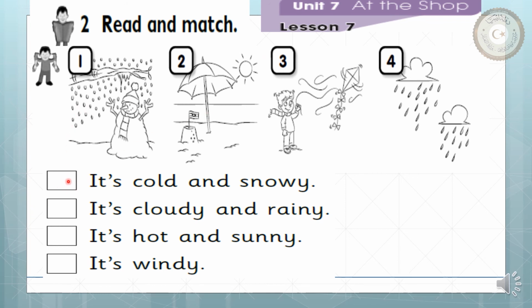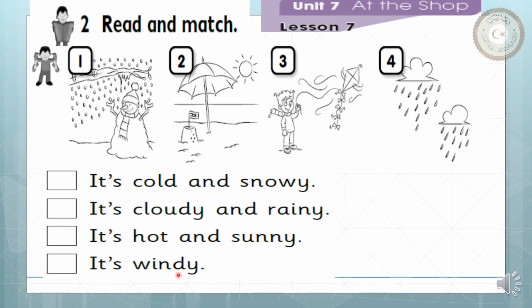Okay, so can you read the first one? It's cold and snowy. Which one is cold and snowy? Write the number here. Now the second sentence, it's cloudy and rainy. In which picture is there rain? Not snow, rain, cloudy and rainy. Write the number of the picture here. Third one, it is hot and sunny. Where is the sun? It is hot and sunny. Check these pictures and try to find the sun.